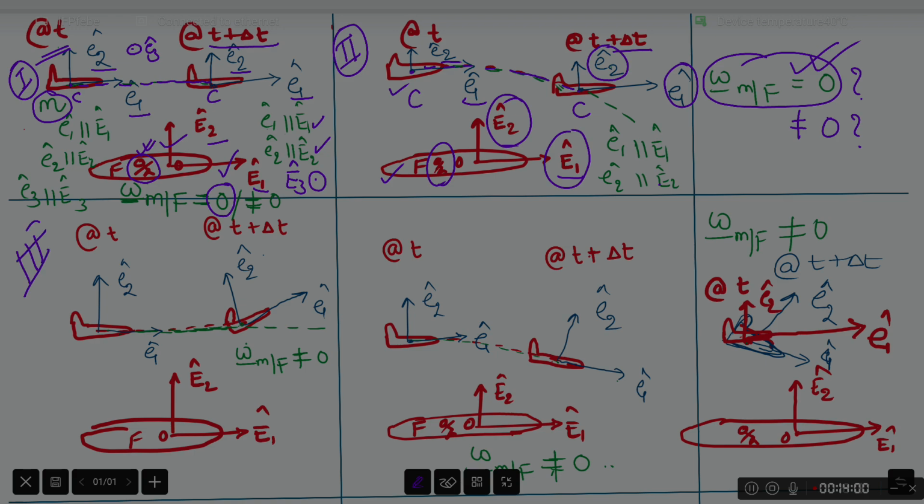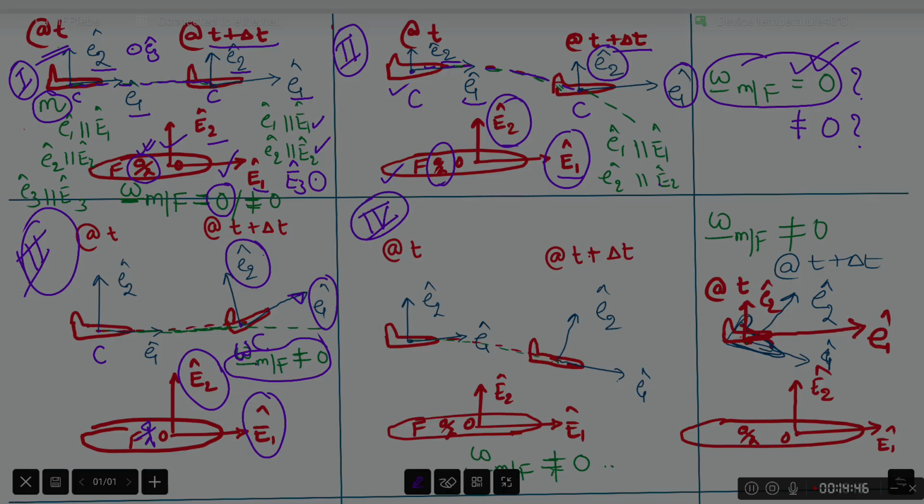Let's have a look at the third scenario. Same aircraft, same reference frame F. Here, the point C has moved along a horizontal straight line as observed by the F fixed observer, but the orientation of small e1, e2 are no more the same as big E1, big E2. And thus, in this case, the angular velocity of the aircraft with respect to F must not be 0. It is non-zero.